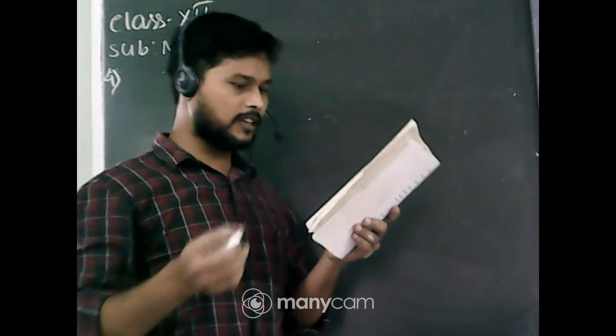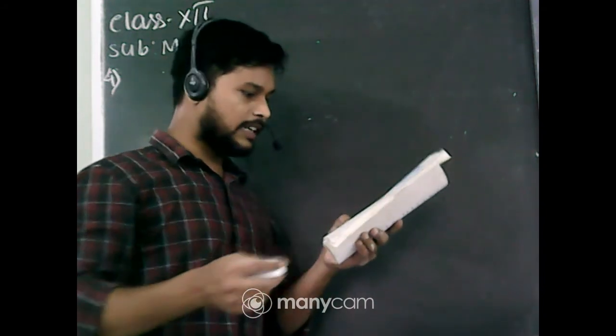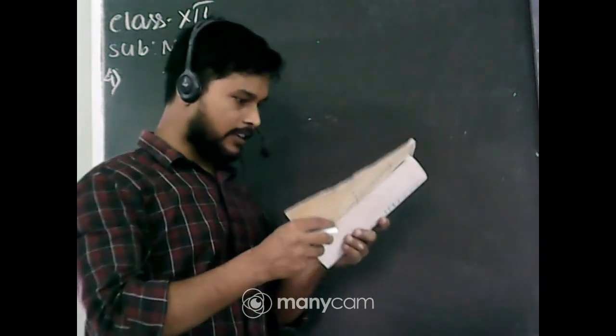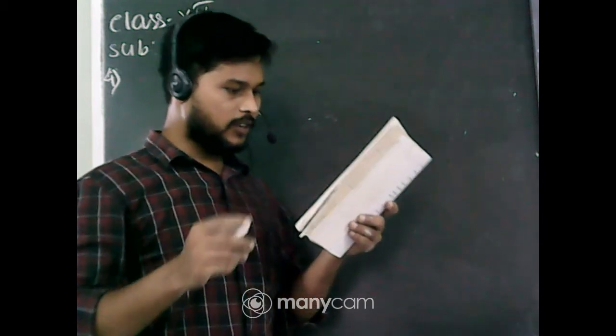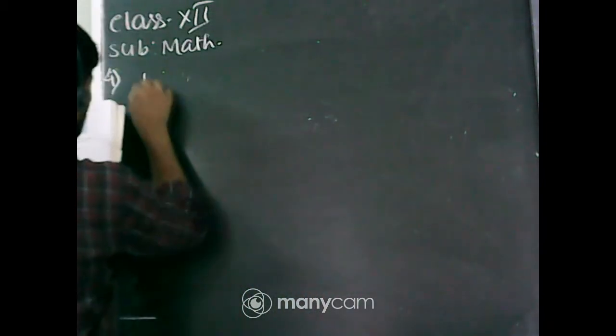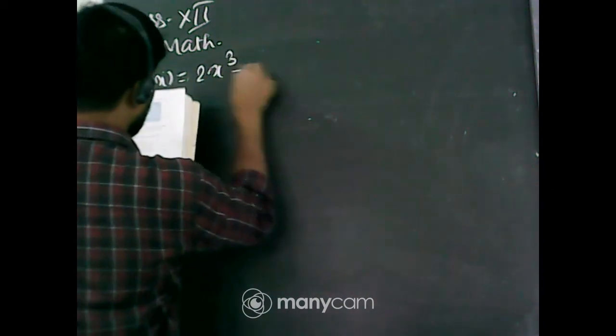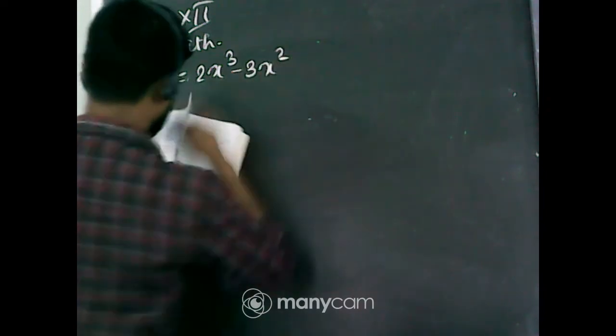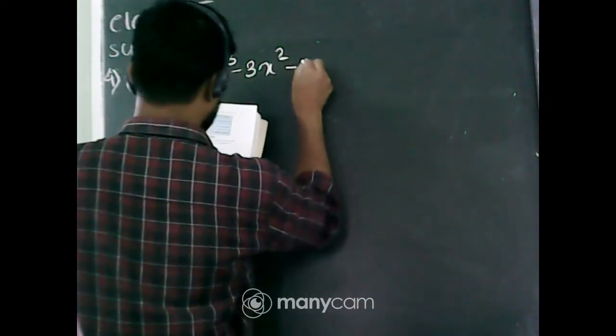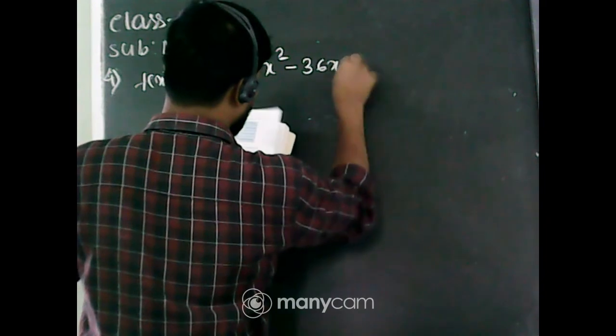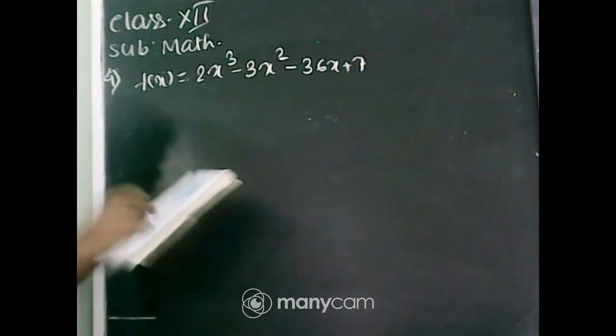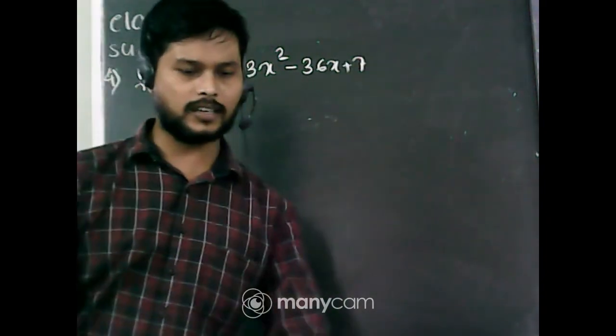Okay, question number 4. Question number 4 is, find the interval in which the function f of x is given by 2x cube minus 3x square minus 36x plus 7 is strictly increasing and strictly decreasing.